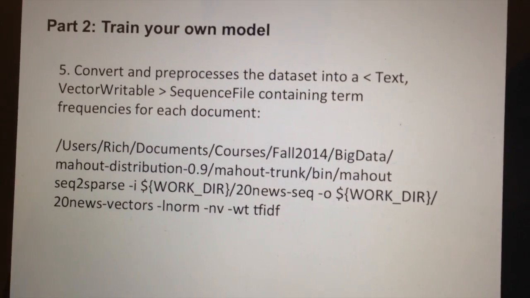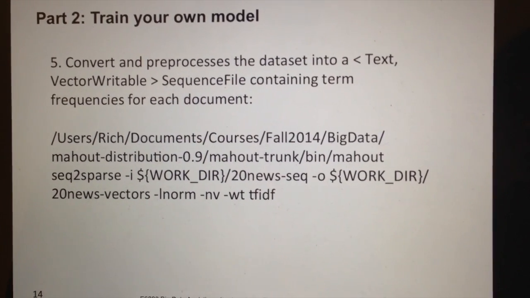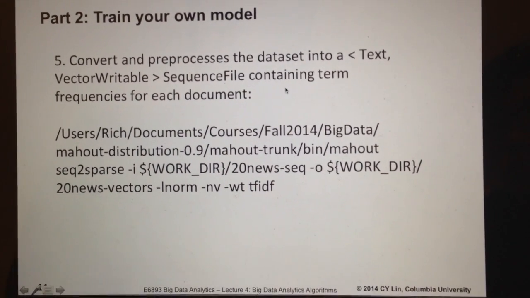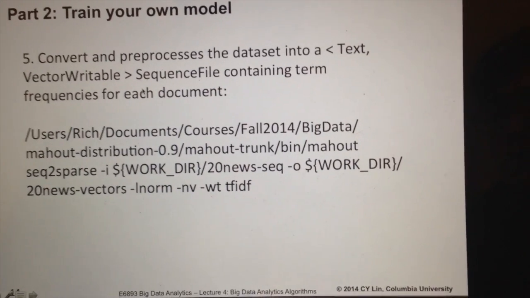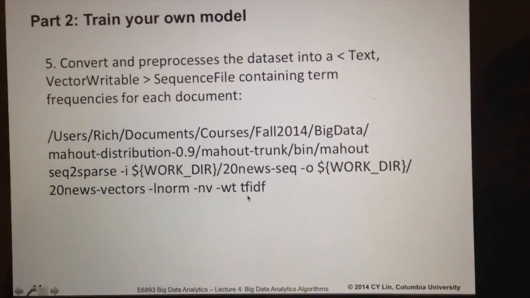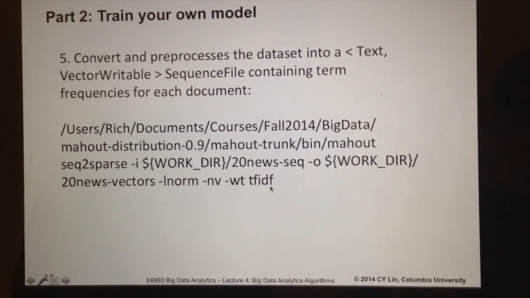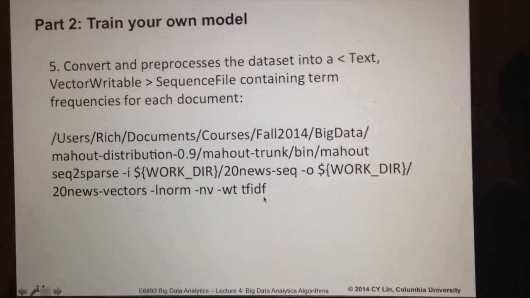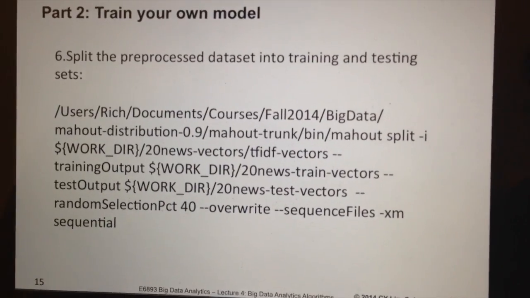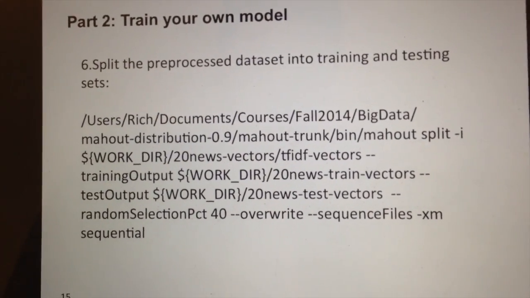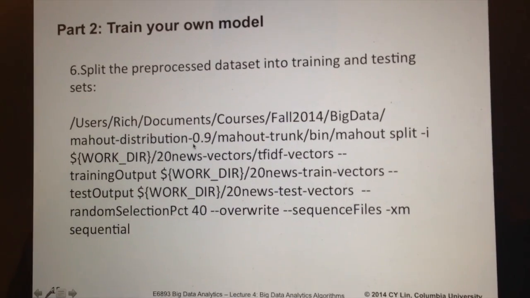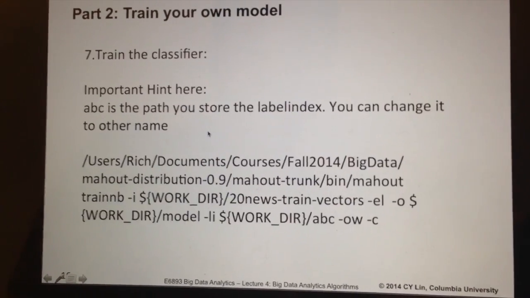Then we need to convert and pre-process the dataset into a text and vector writable sequence file. This is actually the procedure of vectorization, and right now we're using TF-IDF vectorization. Then you need to split the dataset into training and testing parts, and you can also change some parameters here to do a different splitting.